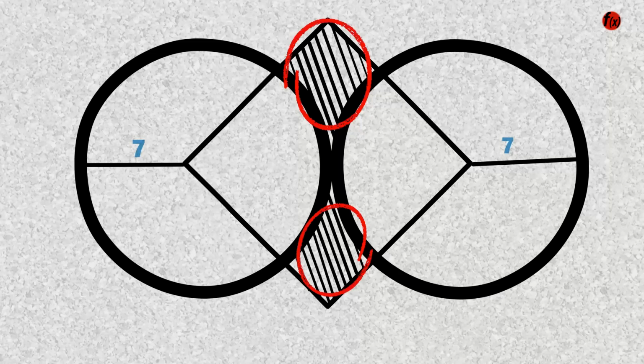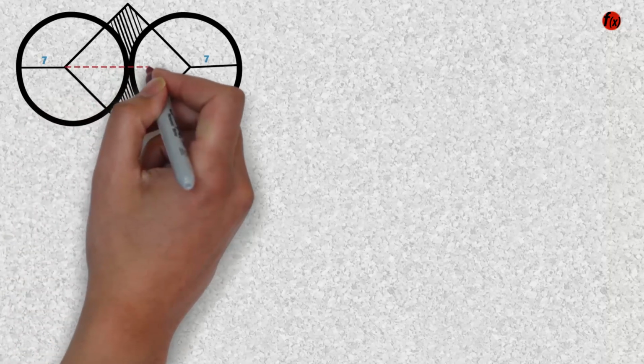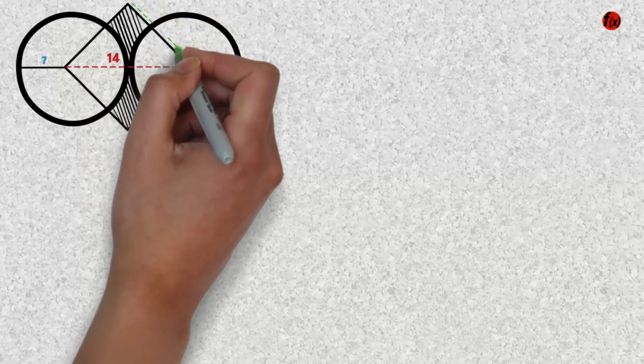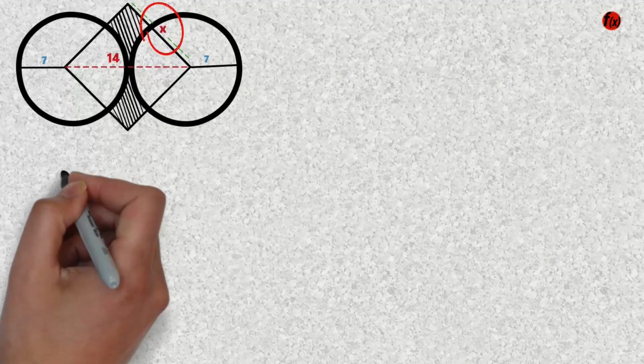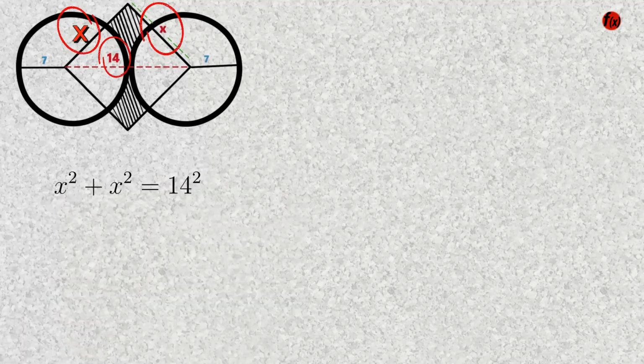Find the shaded area. Let's draw the line between the 2 points at the center of a circle, which has 14 units, and let the length of the square be x. Thus, the area of the square is x squared.